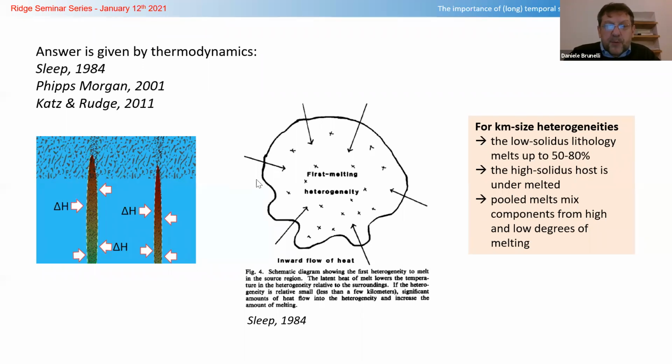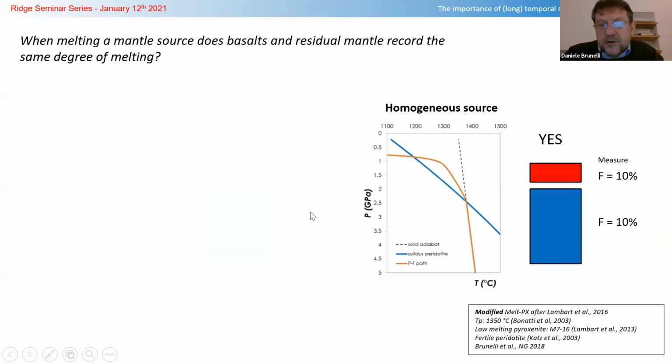So then when we consider the pooled melt, the pooled melt mixes the melts that have been over-depleted, over-melted, and generated by the melting of low solidus lithology with the melts that have been generated by melting the mantle that contains this low solidus lithology. So looking at the phase relationship, the answer to this question is yes, if the mantle source is homogeneous.